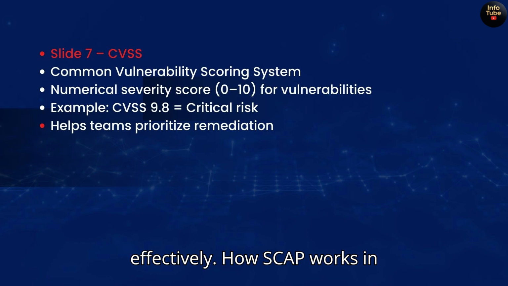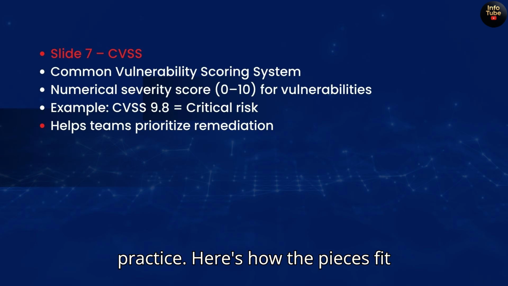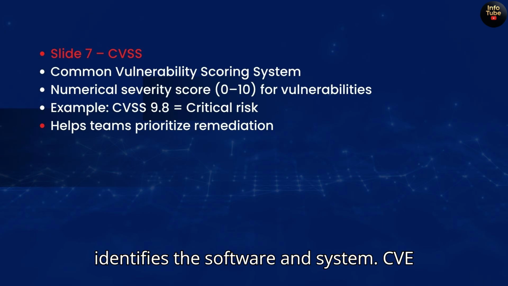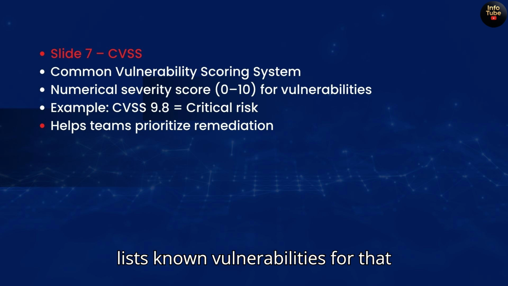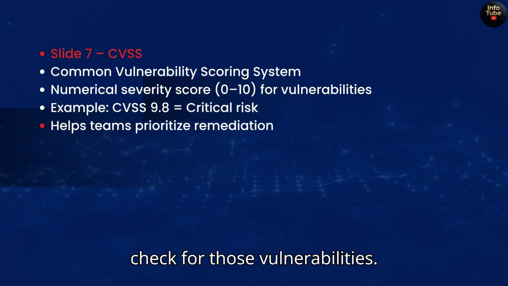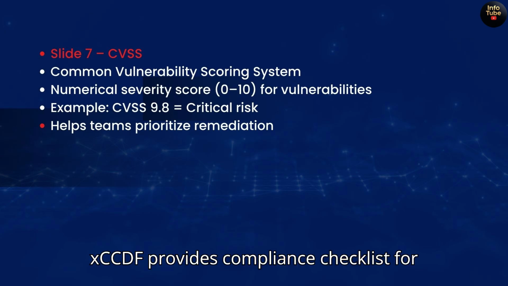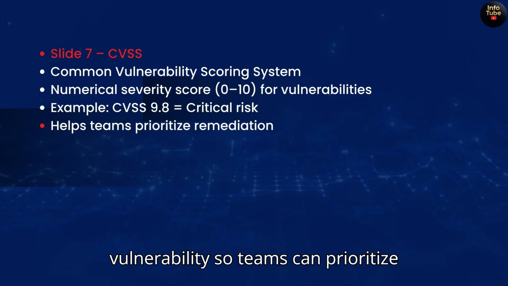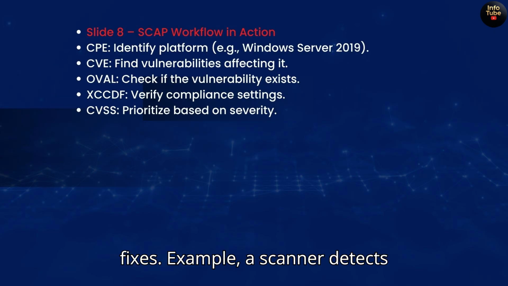How SCAP works in practice. Here's how the pieces fit together in a workflow. CPE identifies the software and system. CVE lists known vulnerabilities for that platform. OVAL tells the tool how to check for those vulnerabilities. XCCDF provides compliance checklists for the system. CVSS scores each vulnerability so teams can prioritize fixes.